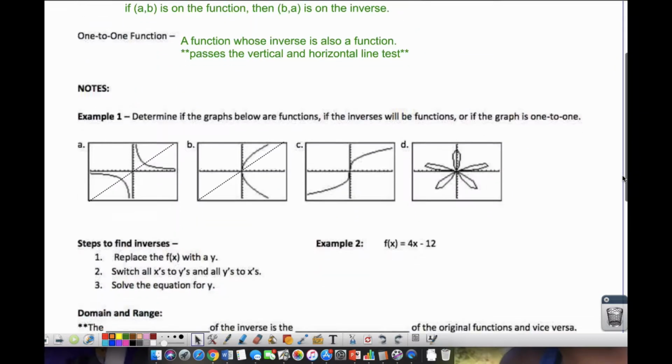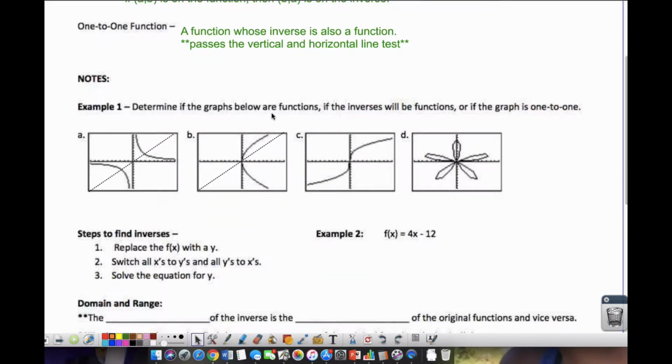We want to determine if the graphs below are functions, if the inverses will be functions, or if the graph is one-to-one. So for this first one, does it pass the vertical line test? Well, it does. So f of x is a function. Does it also pass the horizontal line test? It does. There's no horizontal line that I can draw through here that would hit the function twice. Therefore, f inverse of x is also a function. So the way we write that is f inverse x is a function.